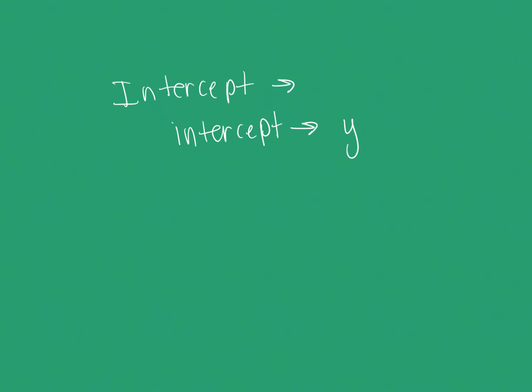Let's talk about what is an intercept. An intercept is, wait for it, where it intercepts the x-axis and the y-axis. We typically refer to the intercept as the y-axis interception. We call the x-axis, where it intercepts the x-axis.